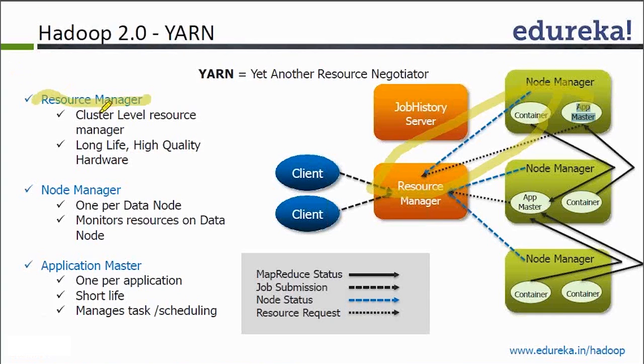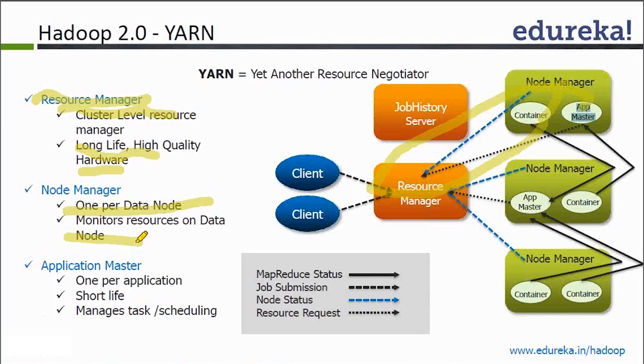In the case of the resource manager, it is more like a cluster-level resource manager. It manages all the resources that we have in the cluster. It needs a long life and high-quality hardware. So you are going to run this on an admin kind of machine where you will have the resource manager running. The node manager is going to run on each data node. The node manager monitors the resources on the data node. It is going to execute the container, as well as maintain the resources used in each of the data nodes.